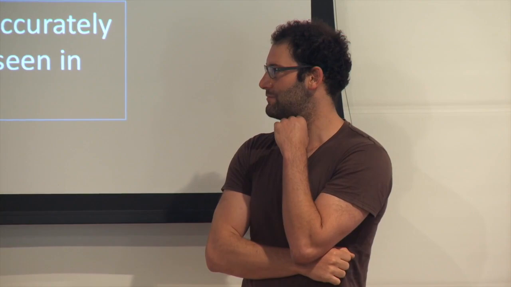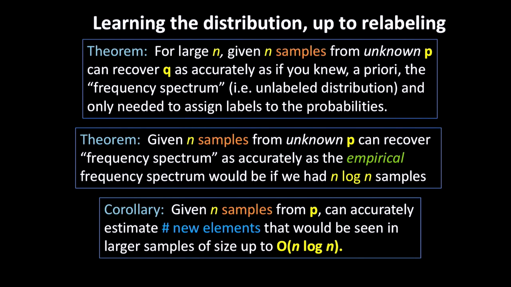Okay, so if you're not on board with this, that's okay. This is the most accessible result. Given n samples from an unknown distribution, say your goal is to estimate the number of new domain elements that would be seen in a larger sample of size up to n times log n. This is what you can do. You give me n samples and you ask, how many new things do you think I'll see if I give you a second sample that's much larger, and you can answer this very accurately. And this logarithmic factor is tight.